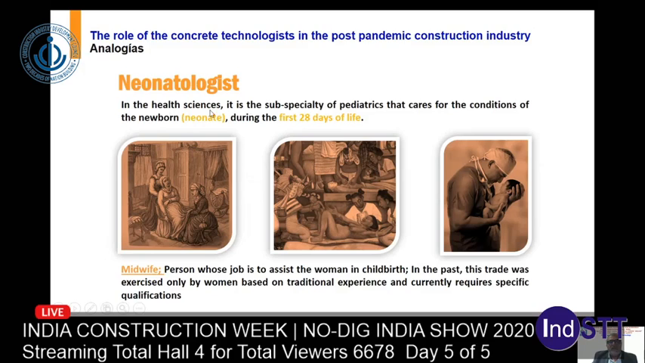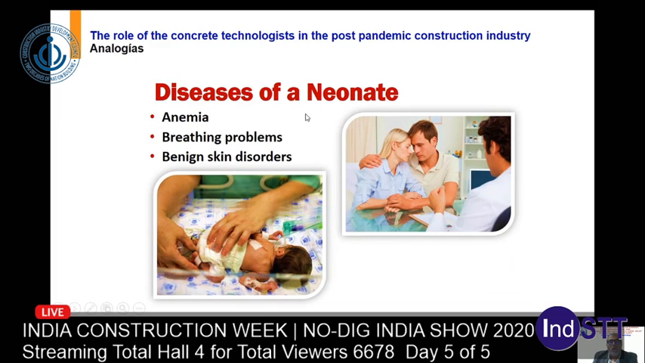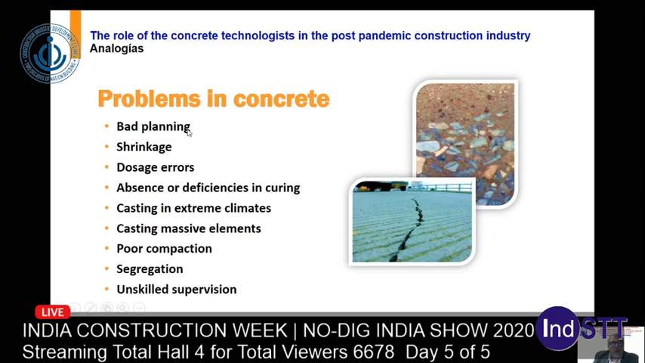Neonatology, in the health sciences, is the subspecialty of pediatrics that cares for the condition of the newborn neonate during the first 28 days of life. Because what he should take care of are the diseases that the neonate can present during the childbirth, like anemia, like breathing problems, like benign skin disorders. So in the same way, we have to be aware of the problems that concrete can present when it's in fresh stage, because it's when we can make some efforts to correct those problems.